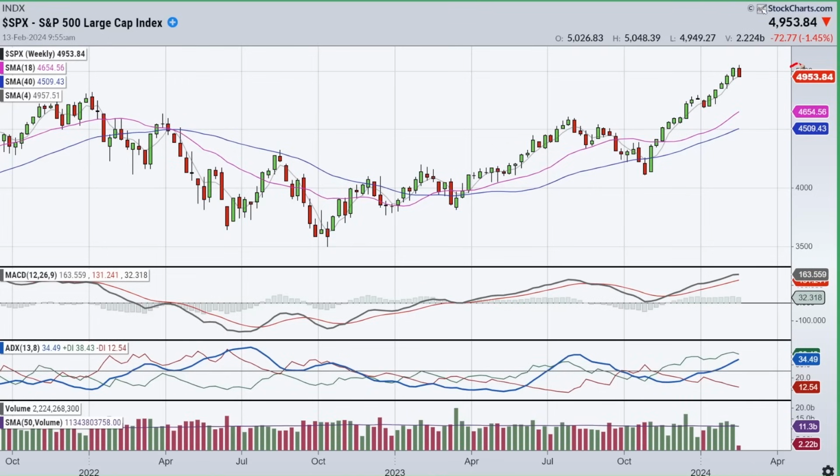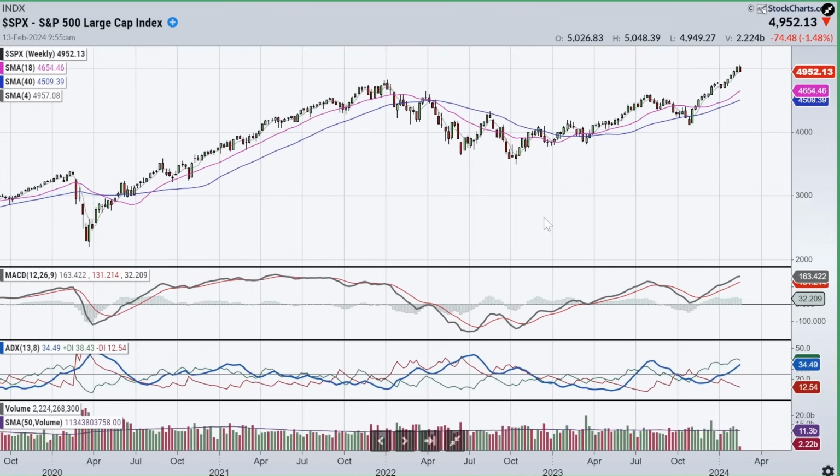We go up and hit the big round number after being up 14 of 15 weeks and 5 weeks in a row. And MACD, again, is getting up into that range.